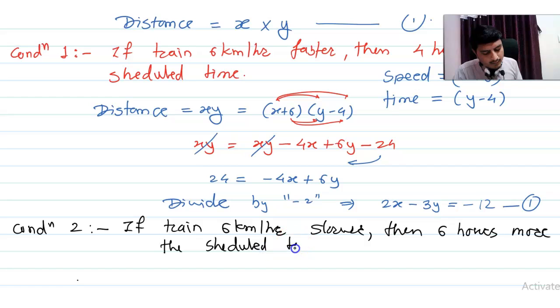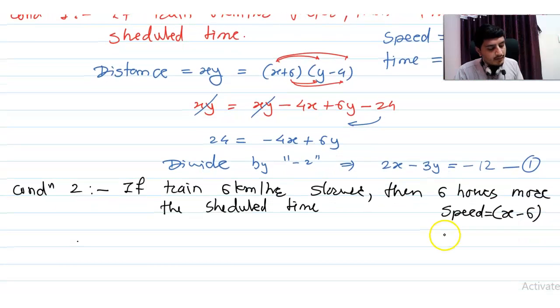So we can now say the speed of the train is given by the original speed, x. Now the train is slower by 6 km per hour, which means we have to subtract 6 from the original speed. And the time required now is 6 hours more. The original time is y, so we have to add 6 to it.